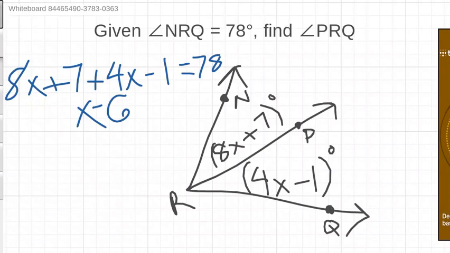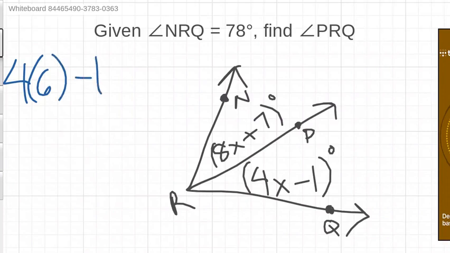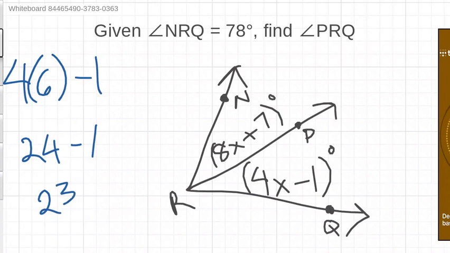So then we want to substitute it in for what we want to find, which is PRQ. So 4 times 6 minus 1, which is just 24 minus 1, which is 23. So angle PRQ is equal to 23 degrees. Don't forget your degree sign.